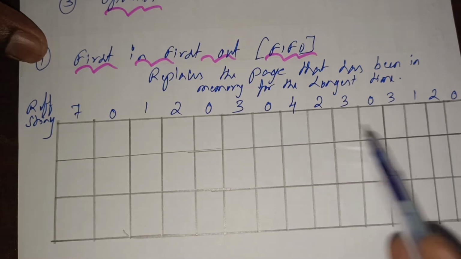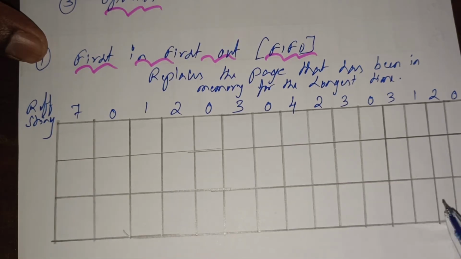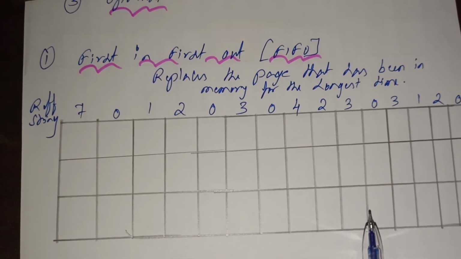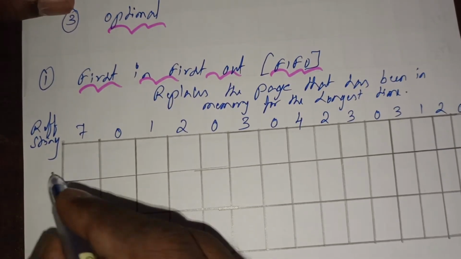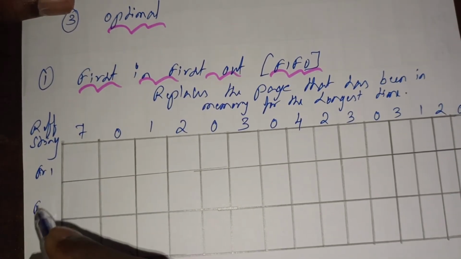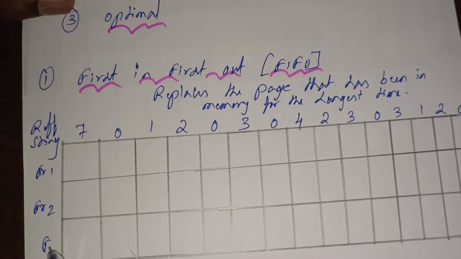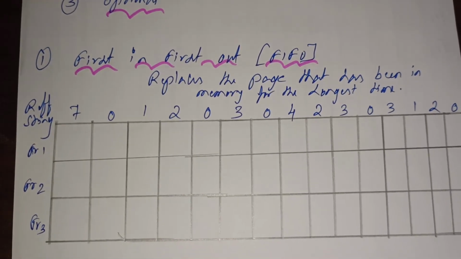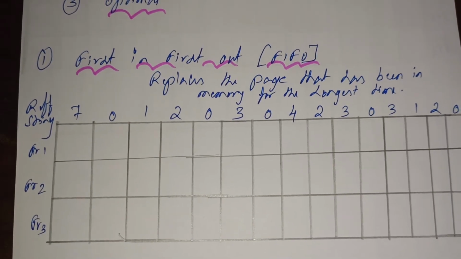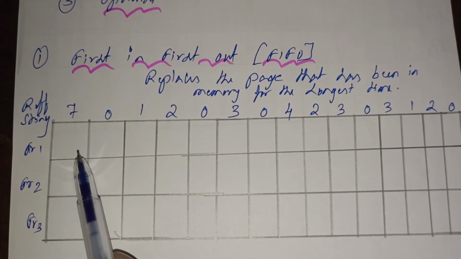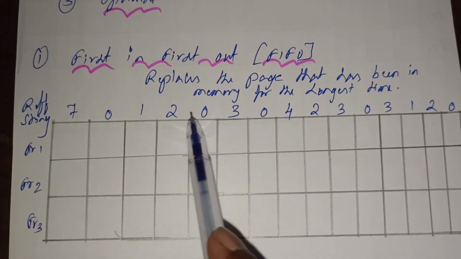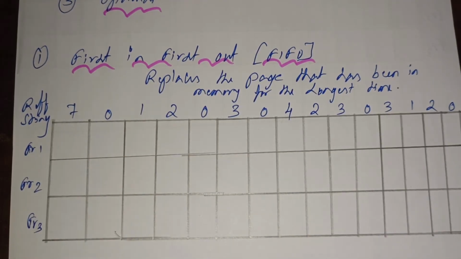This is a page, that is a string, and this is a frame. This has only 3 frames, right? So for example, this is frame number 1, frame number 2, and frame number 3. You can see that all these frames are initially made empty on purpose. Now these are all the strings in the queue requested by the CPU.